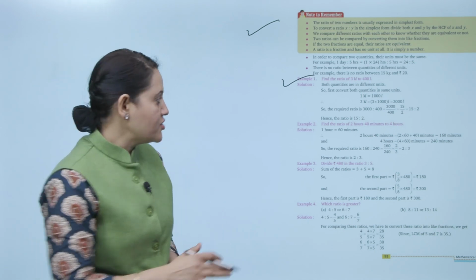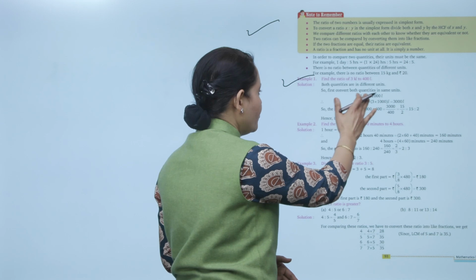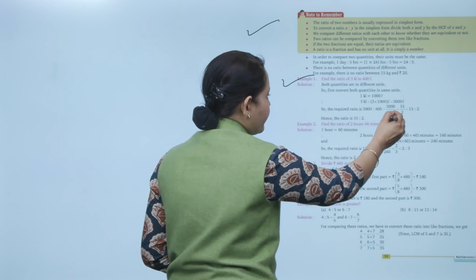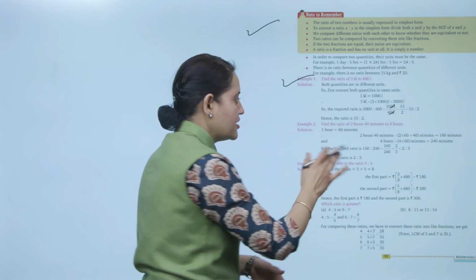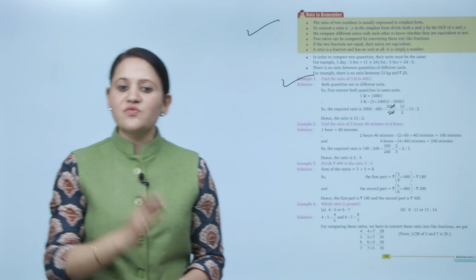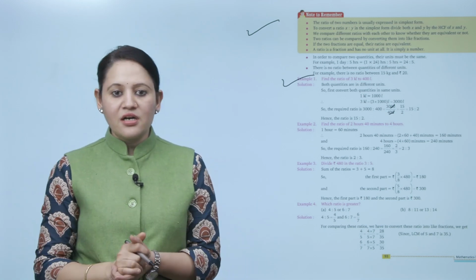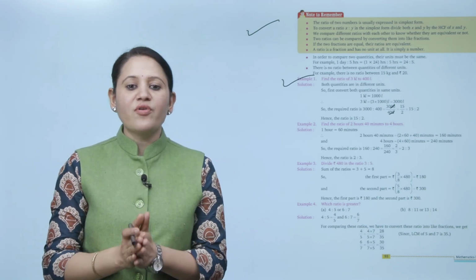So the required ratio is 3000 ratio 400. So 20 cancels with 20. 30 ratio 4 we will change to the lowest term, that is 15 ratio 2. Clear? Hence the ratio is 15 ratio 2.